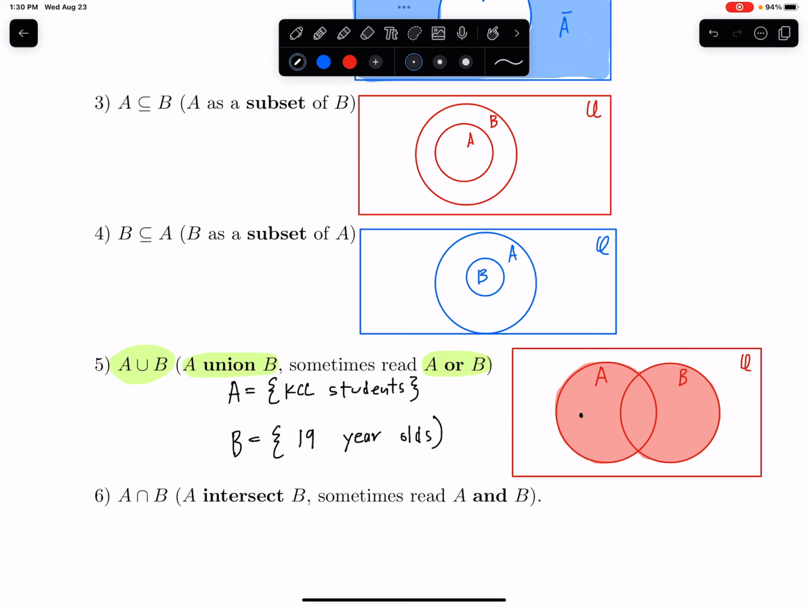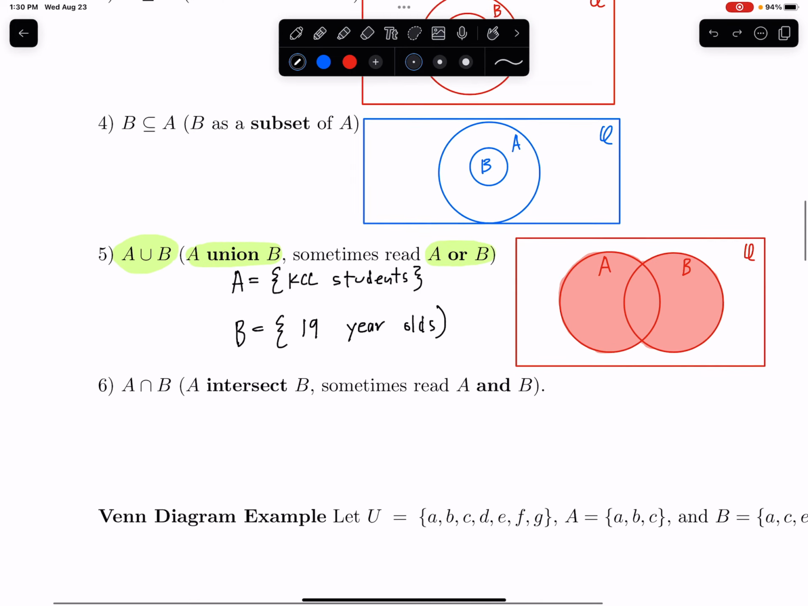Is he in the union? The answer is yes. Is this person in the union? Answer is yes. Is this person in the union? The answer is yes. The only people who are not in the union are these guys out here. In the context of our particular A and B, those would be non-19-year-old, non-KCC students. So people who are not KCC and they're not 19-year-olds.